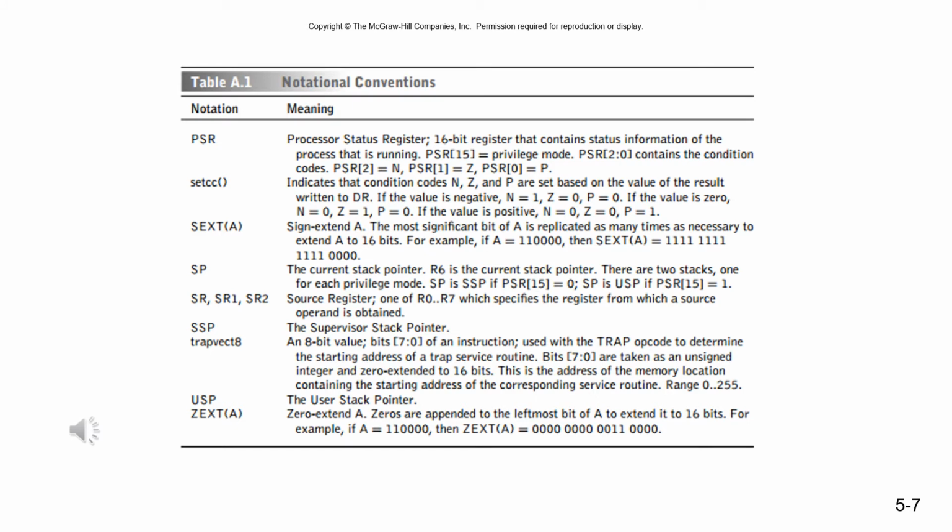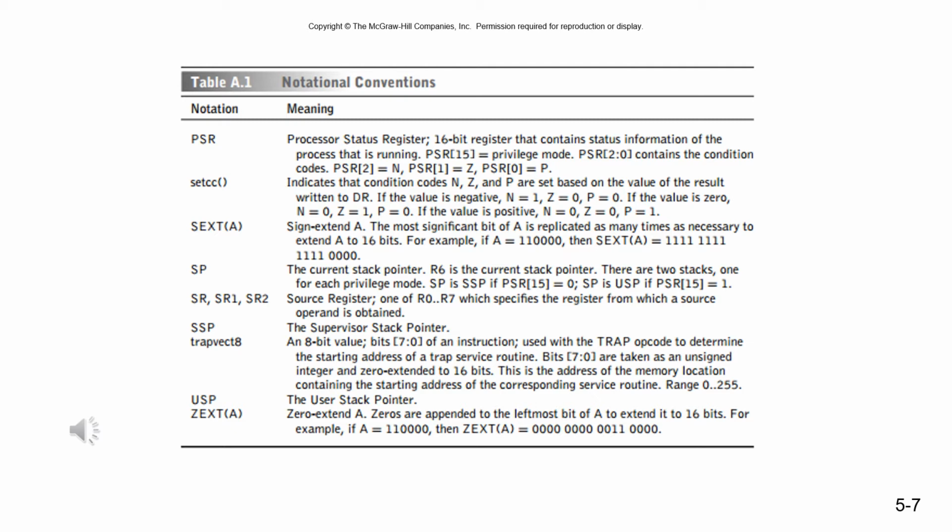Continuing through table A.1, PSR, the processor status register, is a 16-bit register that contains status information of the processor that's running, such as privilege mode, condition codes, etc. When we get to preserving the state in calling a function, we'll cover PSR. Set CC indicates that the condition codes are set based on the value of the result written to the destination register.